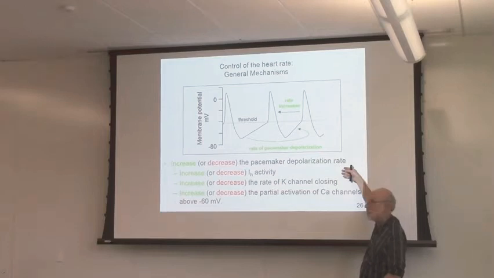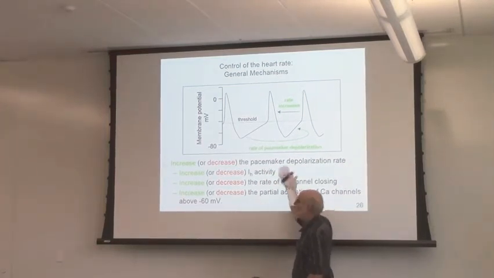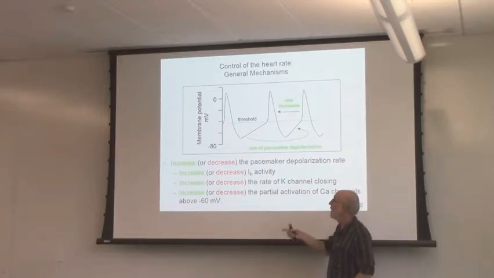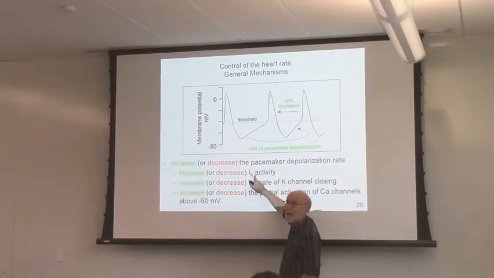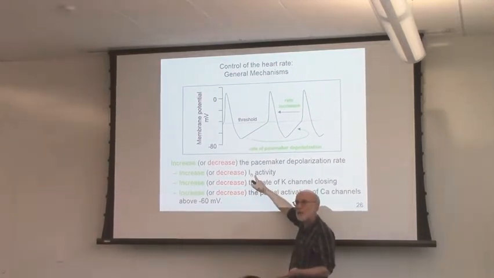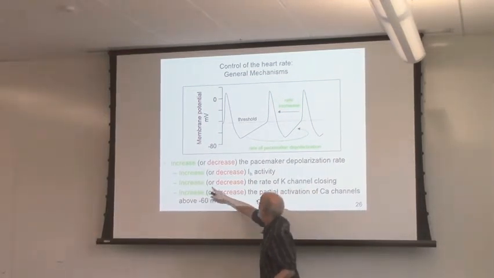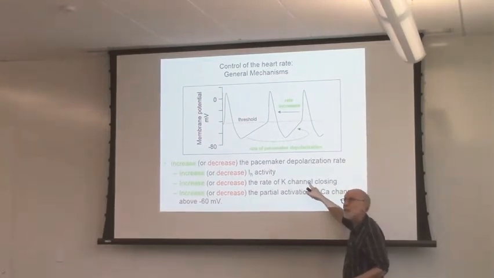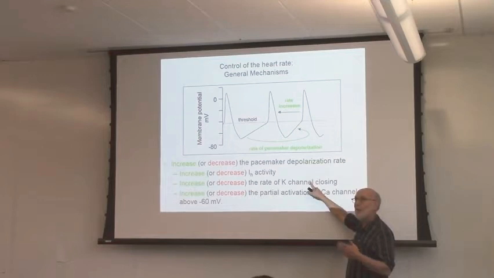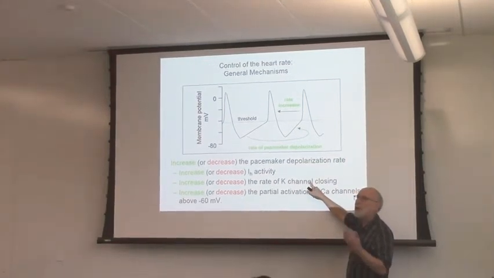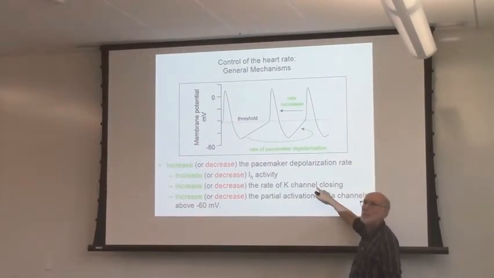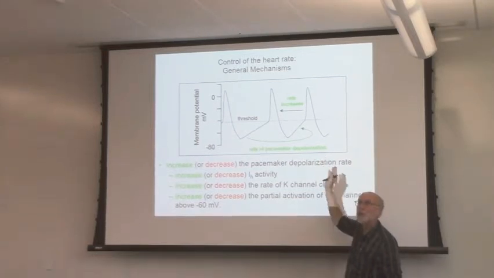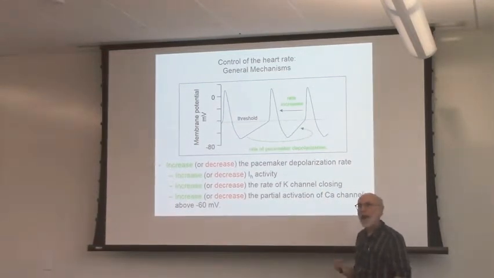And so there are three mechanisms for increasing or decreasing. We have three channels, and they can all be modulated. If we increase the activity of IH, more sodium influx, faster depolarization, gets to threshold faster. If we increase the rate of K channel, potassium channel closing, faster closing allows the IH and the calcium channels to have more of an effect quicker. Faster closing, faster depolarization. Sooner reaching threshold, faster rate.